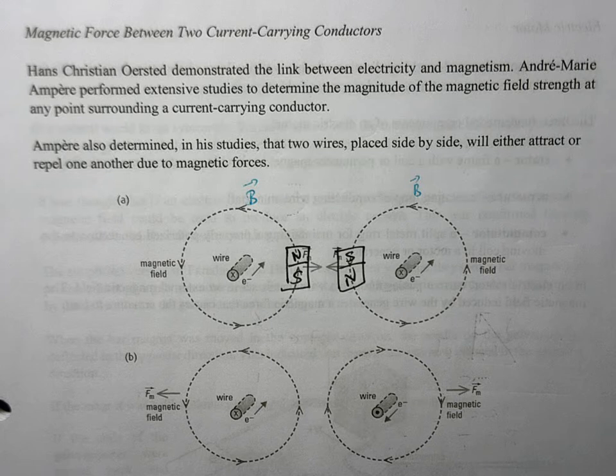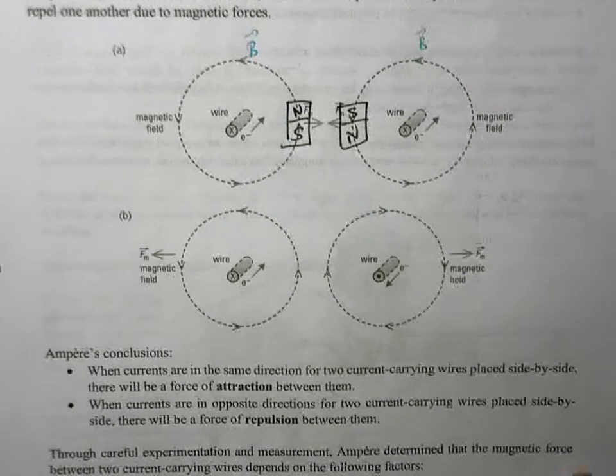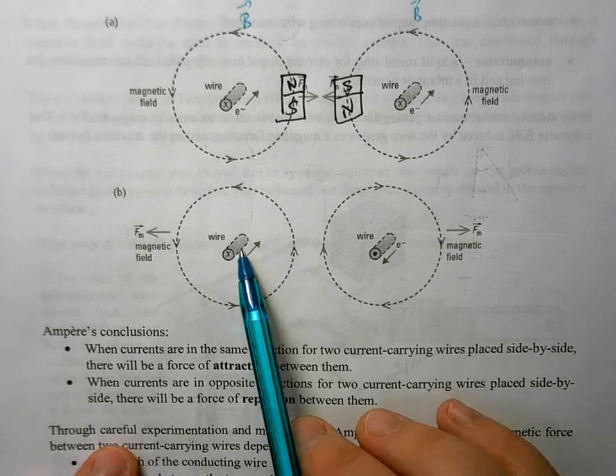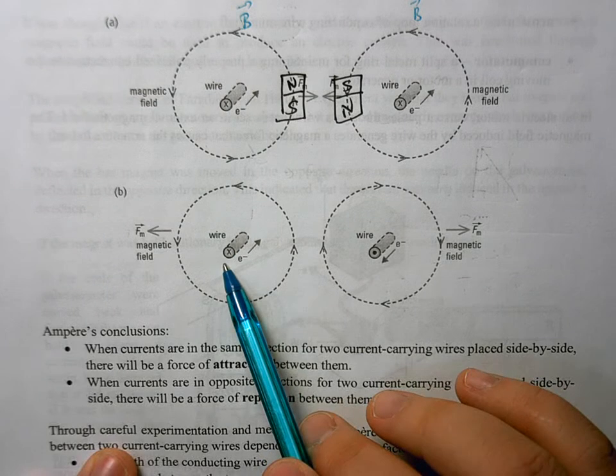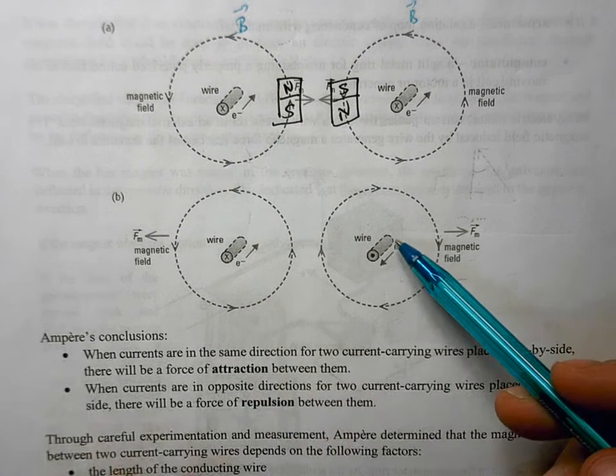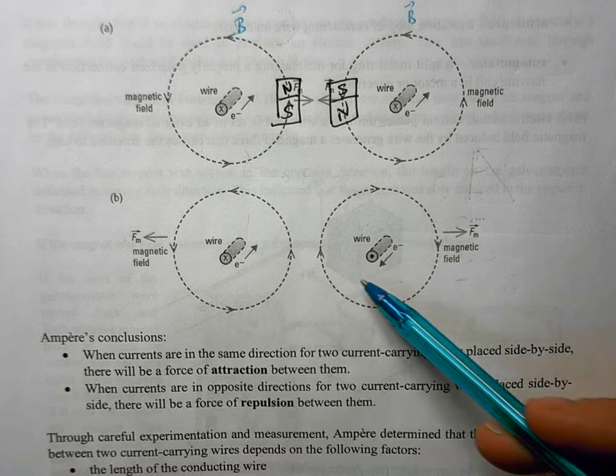So what's going to actually happen is these two wires are going to attract one another, and this was a conclusion that Ampère had drawn. If you have two parallel wires side by side, and you have the current going in the same direction, the two wires are going to attract one another. We also have the second case, so this time we have the current going into the page here, but in this second wire we have current coming out of the page.